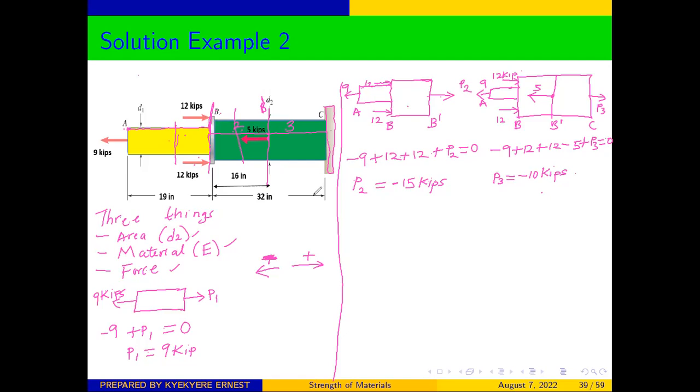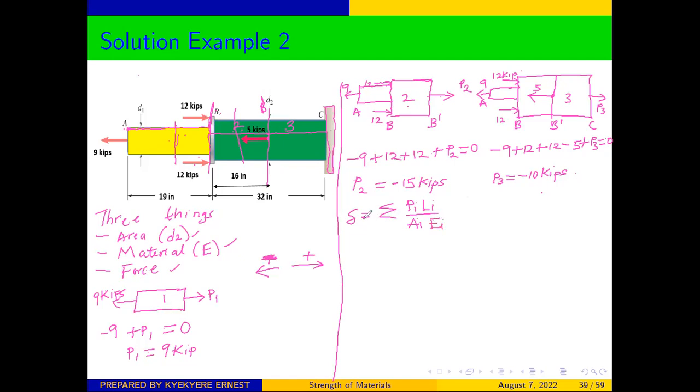Then from here, once you have been able to determine the internal forces in each of the sections, what we are going to do is that we can calculate the deformation for each of the sections. You can calculate the deformation in section 1, the deformation in section 2, the deformation in section 3. So we know that the formula is going to be delta is equal to the summation, since we have 3 different sections, summation of Pi Li over Ai Ei.